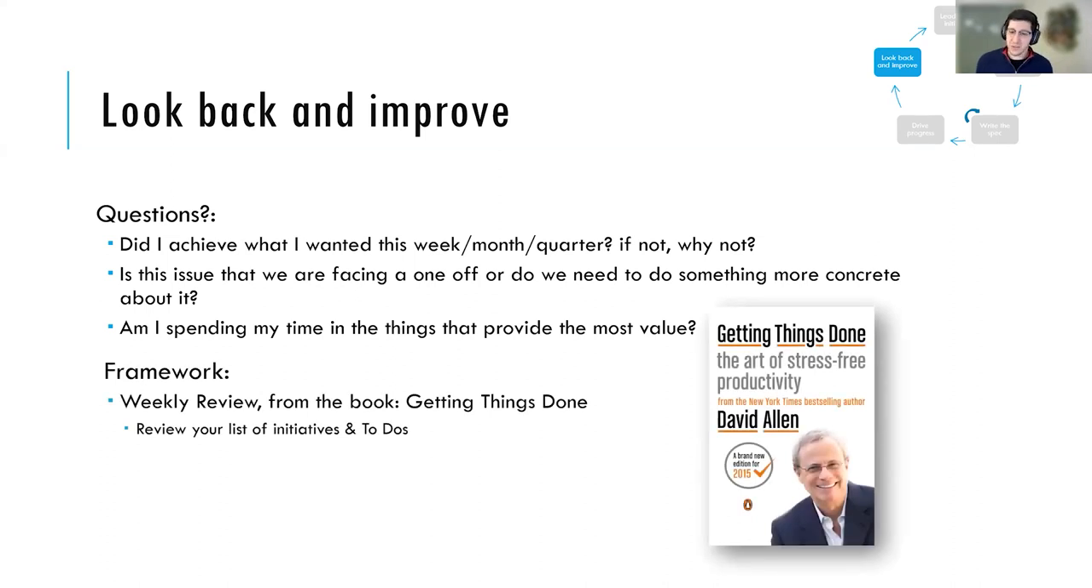The framework I like to use to keep me in check is the weekly review. I learned this from the book Getting Things Done by David Allen, which advocates for the "what is the next action" framework. I actually took that from that book as well. And I love this weekly review format because it forces me to look at the list of initiatives and to-dos that I have. And it allows me to make sure that I have a next action associated to it.